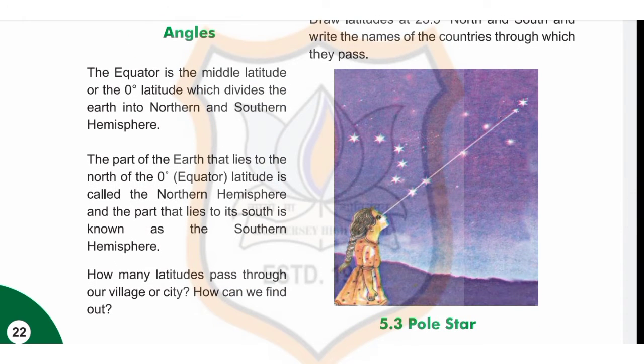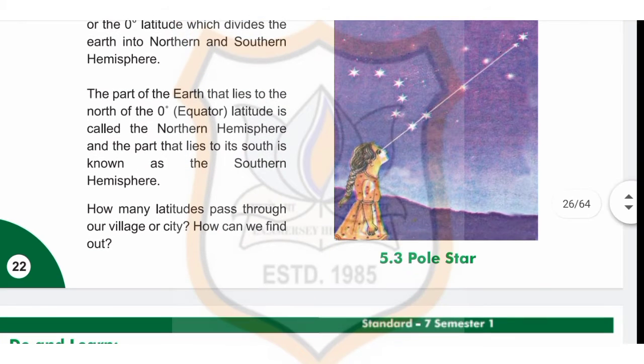The equator is the middle latitude or the 0 degree latitude which divides the earth into northern and southern hemisphere. The part of the earth that lies to the north of the 0 degree equator latitude is called the northern hemisphere, and the part that lies to its south is known as the southern hemisphere.